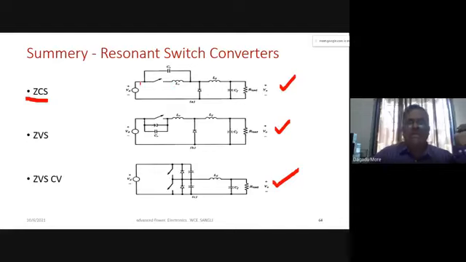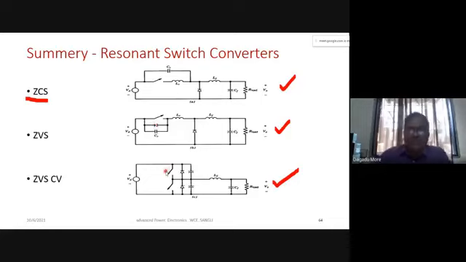But here, what is the drawback? We require a large current. The switch has to carry the large current in case of ZCS. In case of ZVS, the voltage appearing across the switch may be 2 times of the VD, because the resonating capacitor voltage may reach 2 times of the VD, and that's why the voltage rating of the switch required will be higher.